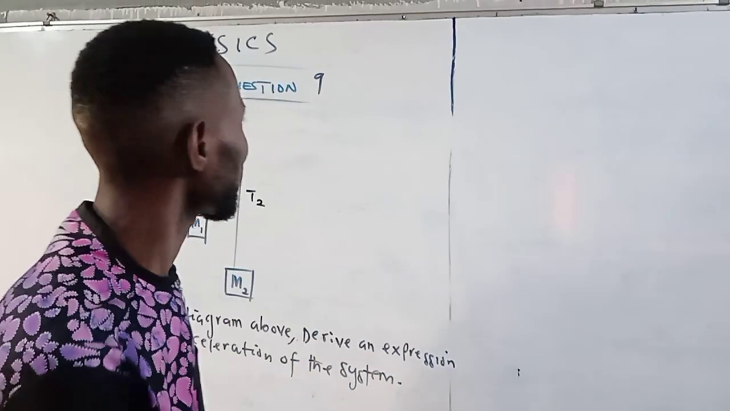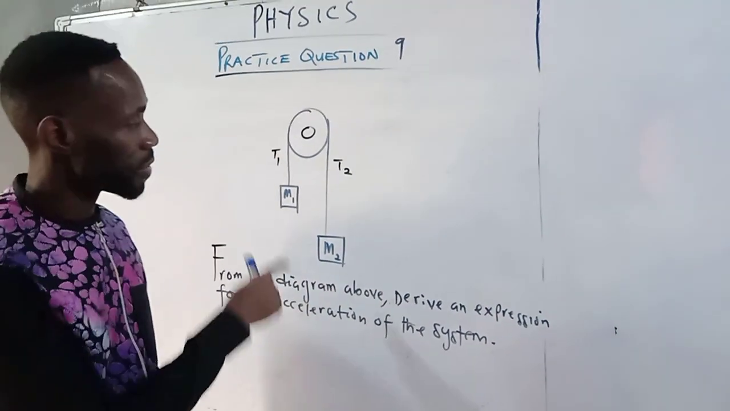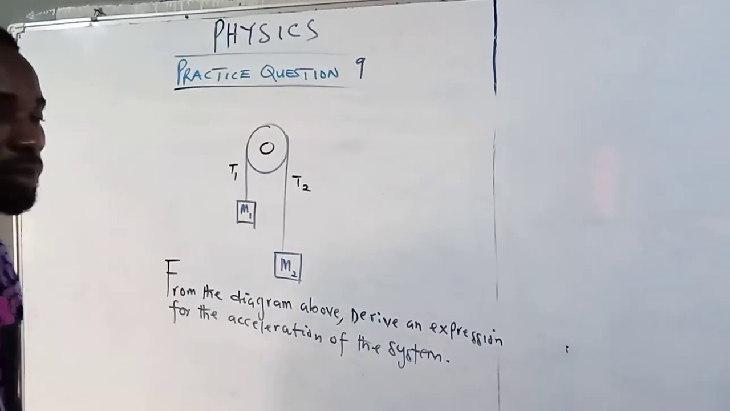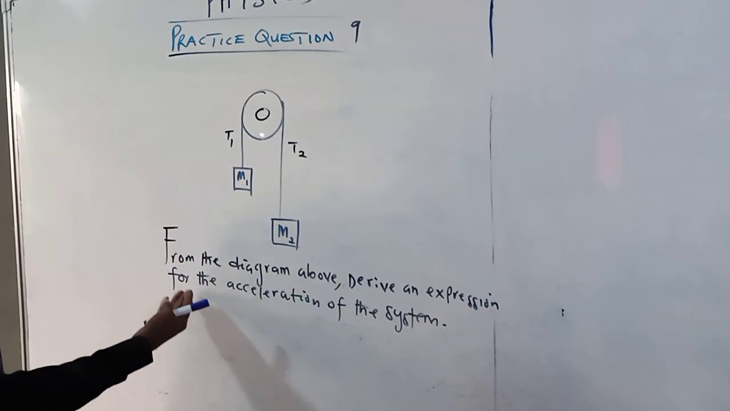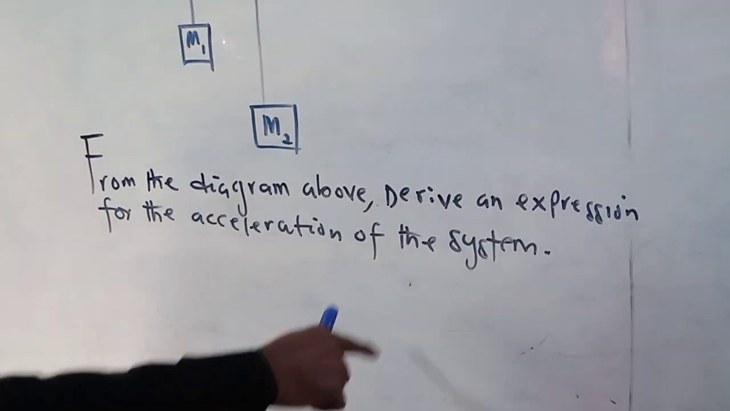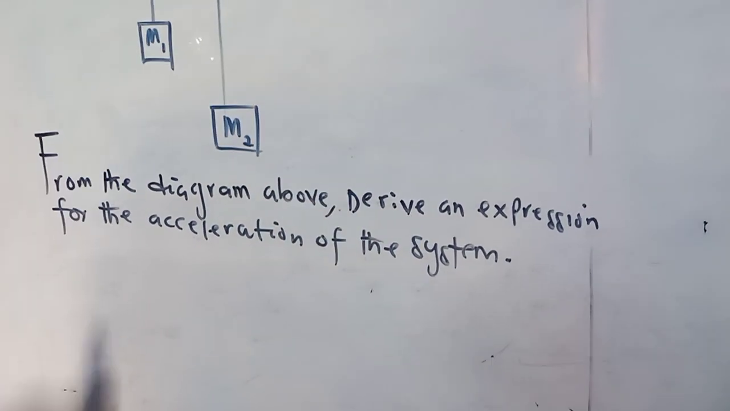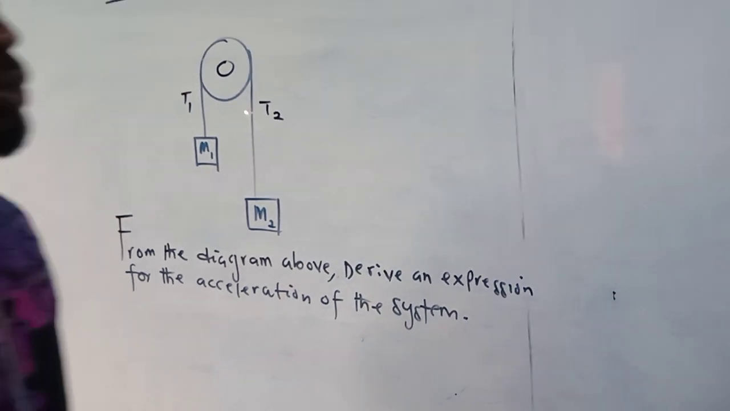Today we are going to take a look at practice question number 9, a question in physics. Here we have a problem on the board, motion of connected bodies. Now look at the wording. They said from the diagram above, derive an expression for the acceleration of the system. Take a look at the system. We should derive an expression for the acceleration of that system. Follow me as we do that.